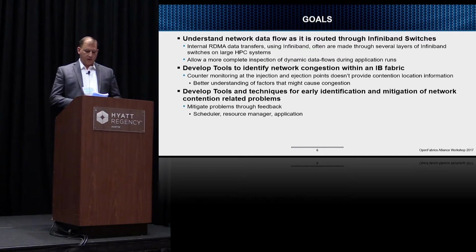We want to identify factors that might cause congestion, and then hopefully mitigate that congestion by maybe localizing data transfers, maybe using virtual lane quality of service, and then maybe combining applications that are more data intensive with applications that are less network data intensive.